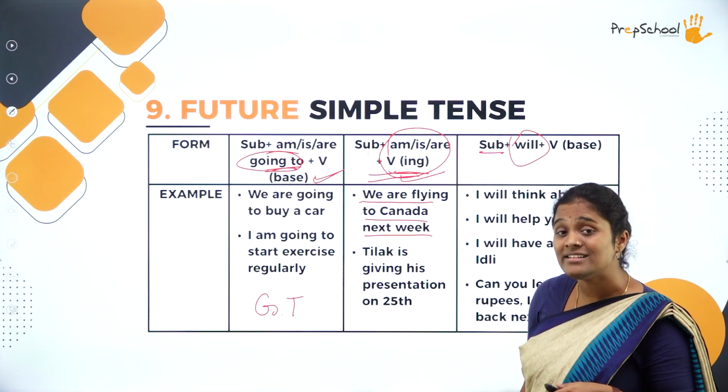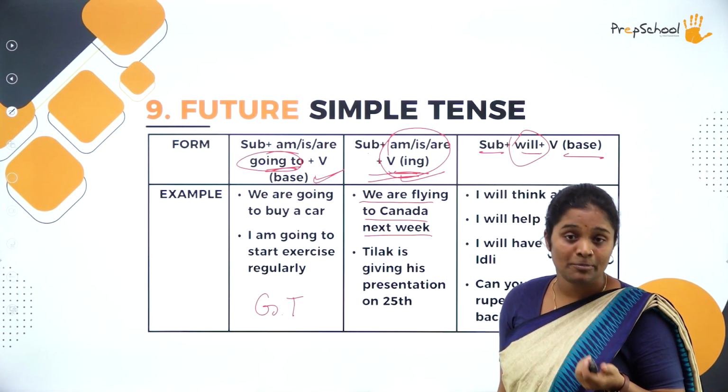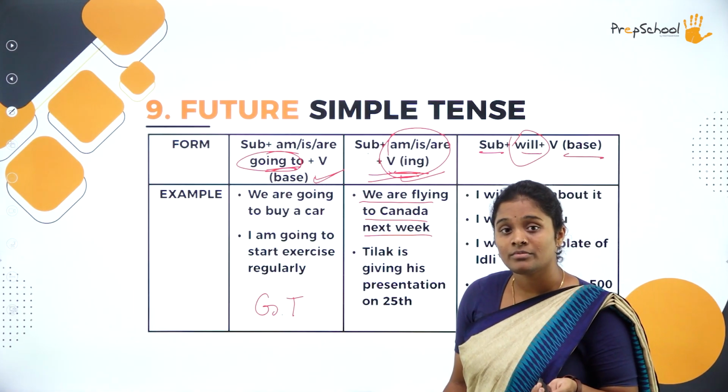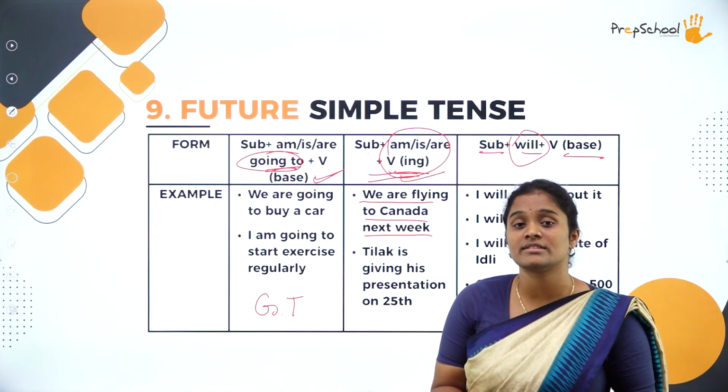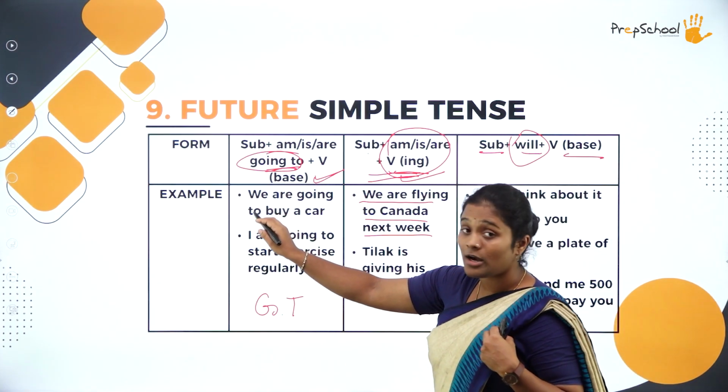Then if you're using "will", subject, will, and verb in the base form. I will help you, okay? I will call you. I have offers or sudden decisions that I have made. I will help you out now, okay? Then let's look at a couple of examples.